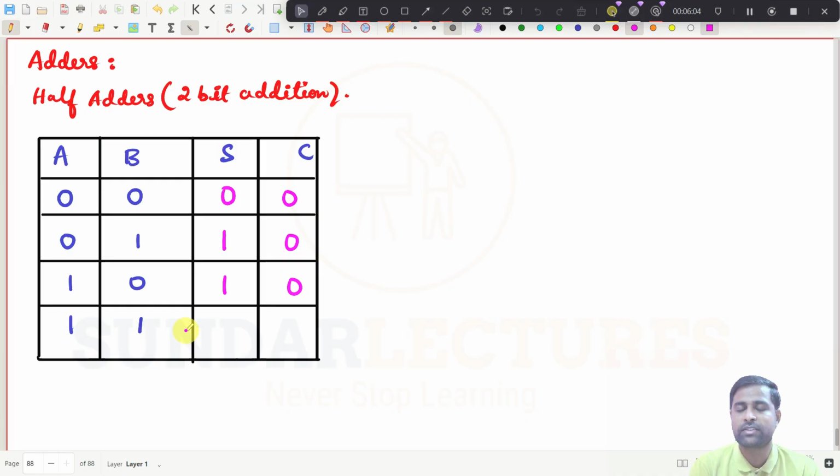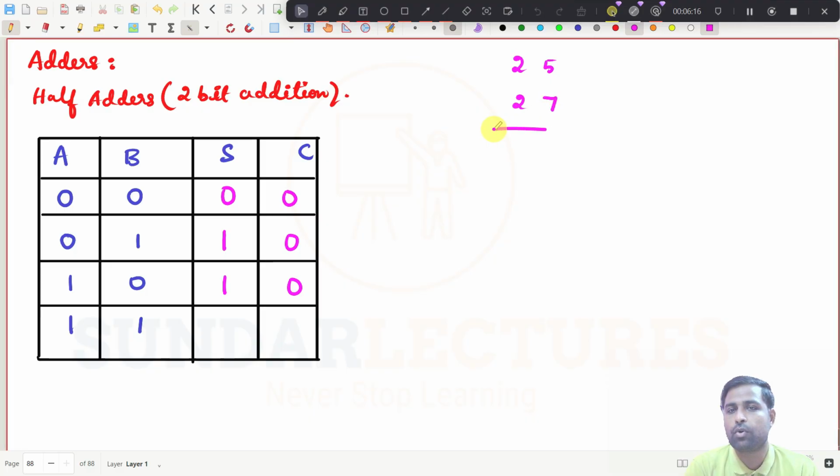And 1 plus 1, what is the answer? See, it is a binary addition, not 2, right? 1 plus 1 will give you 10. So if you have 10, what will you do? For example, if you add 25 with 27, how will you add this? If you add these two, you get 12, so you put the 2 in one place and carry the 1 to the other. This is what we generally call sum, and this is what we generally call carry, right? Can you understand? That is the whole idea.